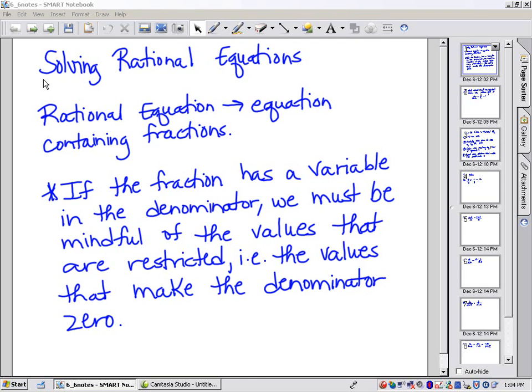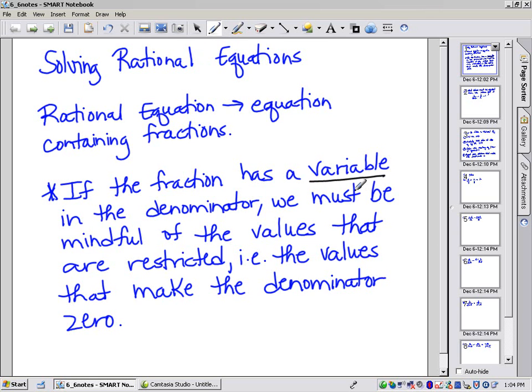Hi, this is Andrea Hendricks, and I want to talk to you about solving rational equations. A rational equation is basically an equation containing fractions. We saw these back in Chapter 2 when we were dealing with linear equations. Here we will also encounter equations in which the fraction has a variable in the denominator.